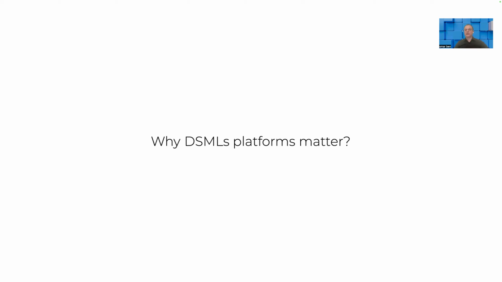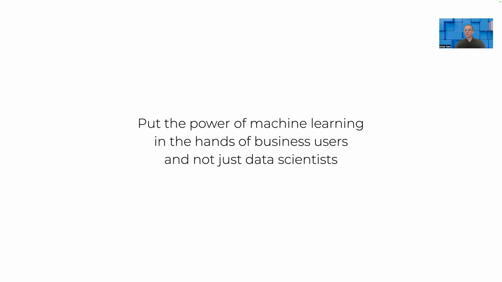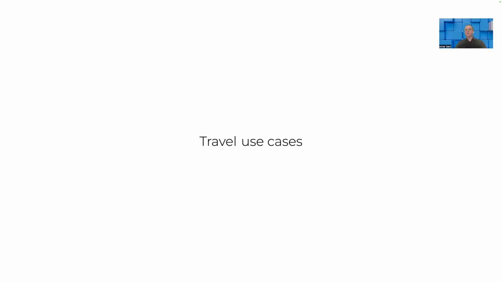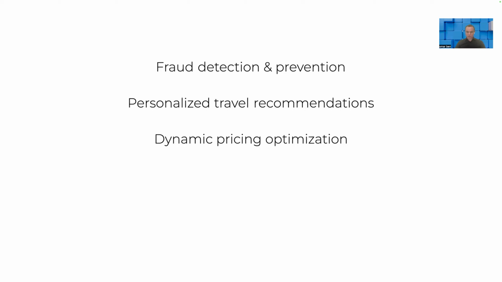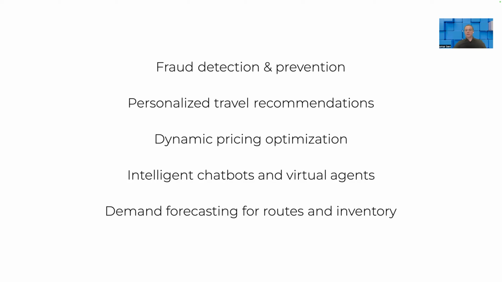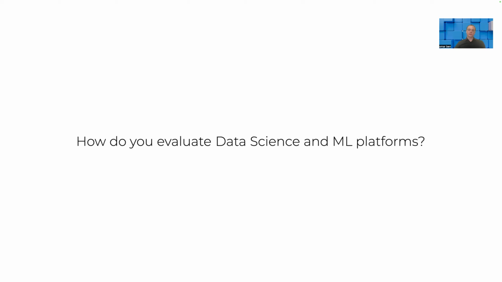So why do data science and machine learning platforms matter? Well, they reduce time to model and they simplify experimentation. But most importantly, they put the power of machine learning in the hands of business users and not just data scientists. So for travel, there are so many use cases that can be applied here. Things like fraud detection and prevention, personalized travel recommendations, dynamic pricing optimization, intelligent chatbots and virtual agents, or things like demand forecasting for routes and inventory, and so much more.